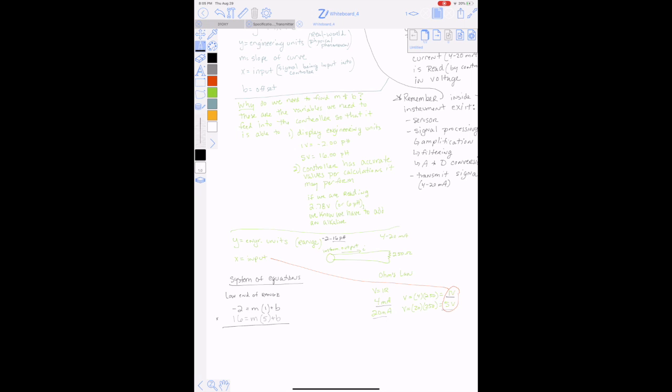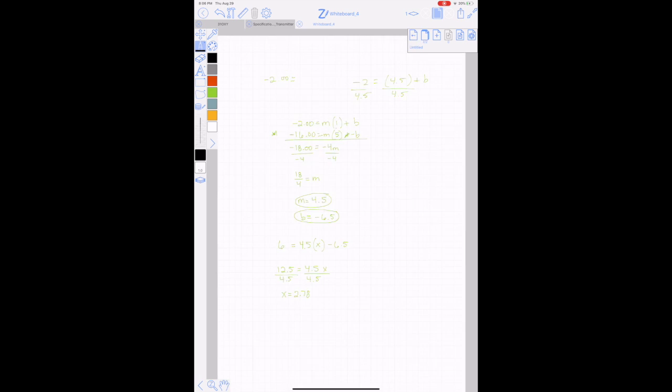We'll multiply the bottom equation times -1 to get -16 equals -M5 minus B. Then we'll add the two equations together to get -18 equals -4M. Divide both sides by -4, and M equals 4.5. Now we'll plug M into the first equation. We have -2 equals 4.5 times 1 plus B. Subtract 4.5 from both sides, and B equals -6.5.